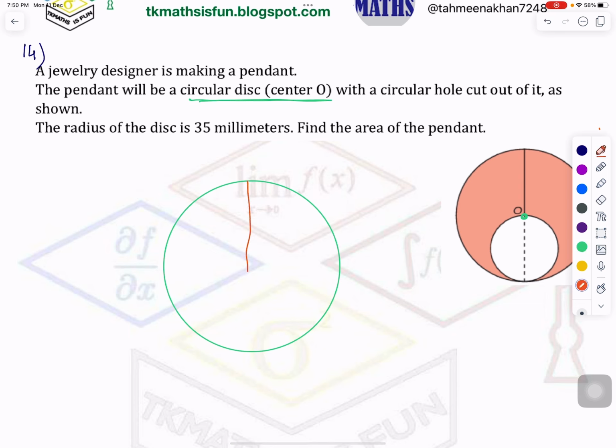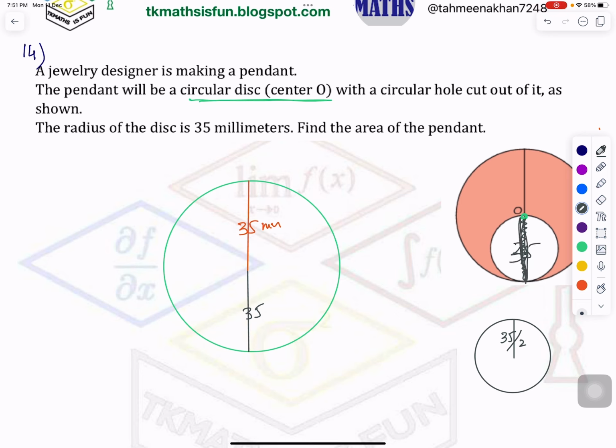So if I split it up, I can say this is 35 millimeter, and similarly, if I extend it, this is also 35. So basically this dotted portion, this hole, is 35 millimeter. If I look at this white portion, its radius is actually 35 divided by 2, yes or no? Because this entire length, which is the radius of the big circle, is 35. So what comes to your mind? How will you solve it now?